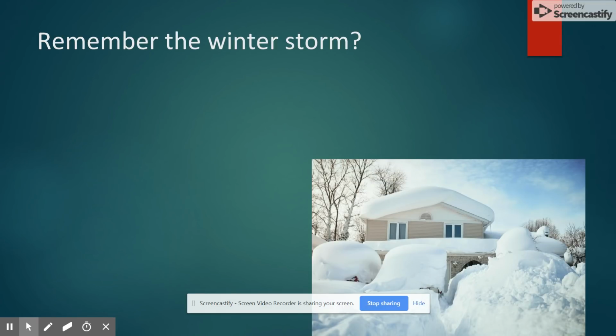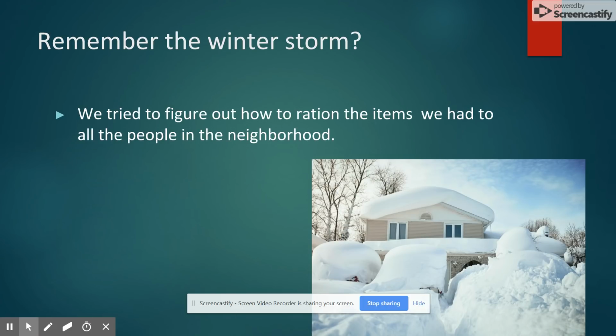So remember the first day, remember the winter storm? Remember how we said that we needed to ration all the items we had to the people in the neighborhood? Well, how do we actually do that in real life? Like in America, how do we do that? And we've talked about this many times before. The answer is through prices. We set a price on things, and the person who is willing and able to pay the price gets the item.